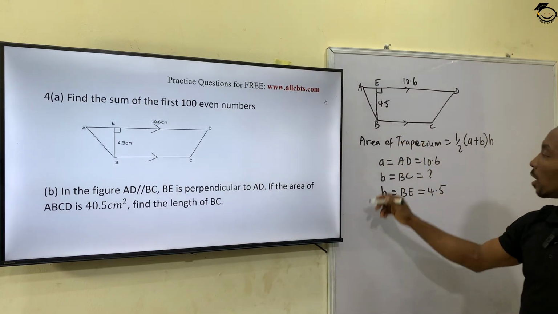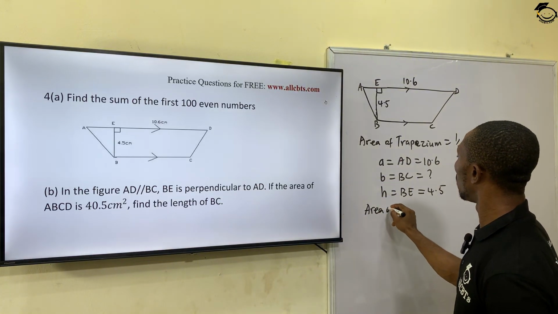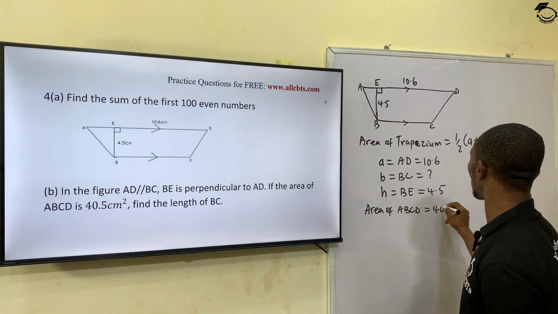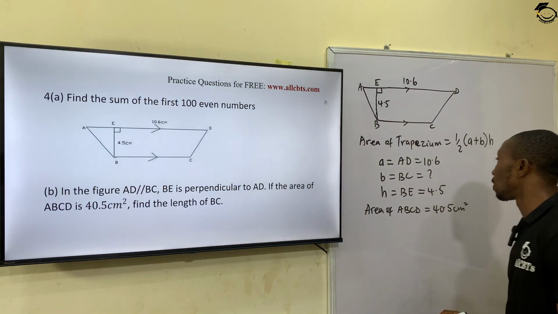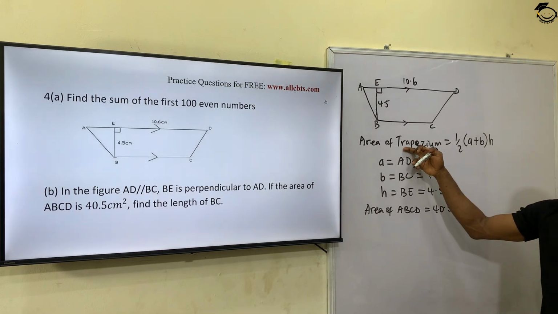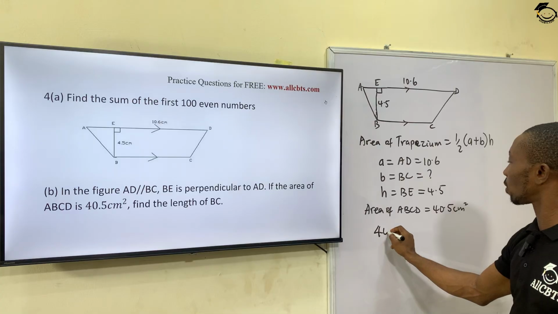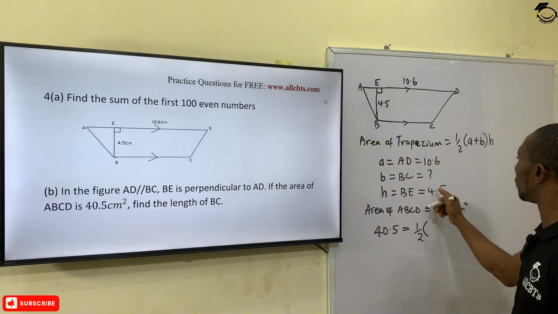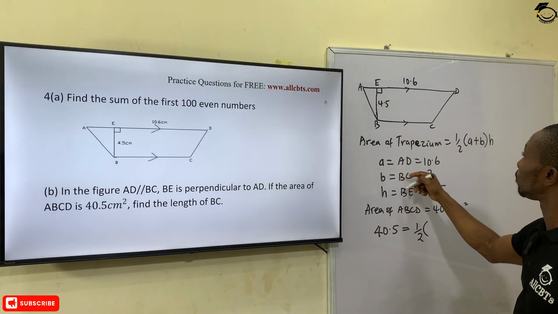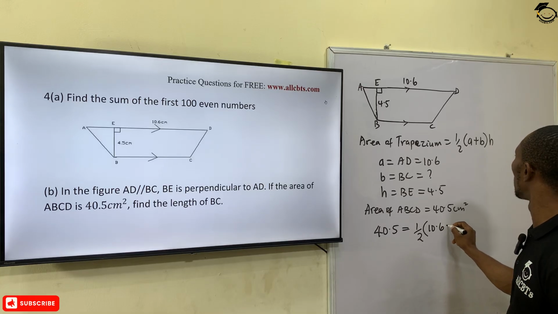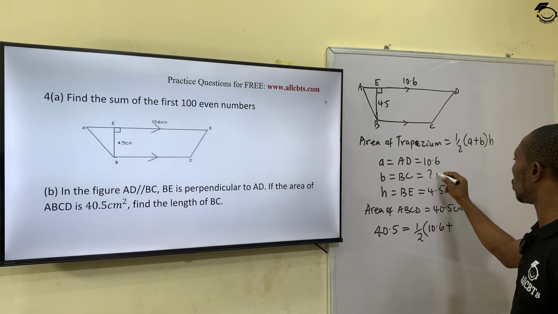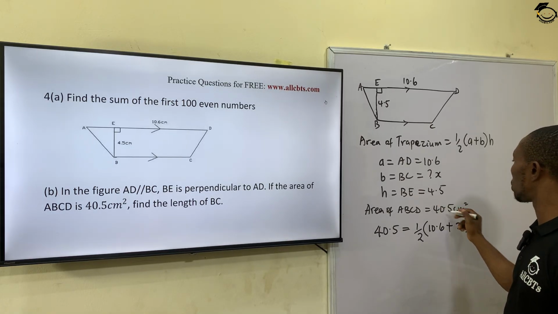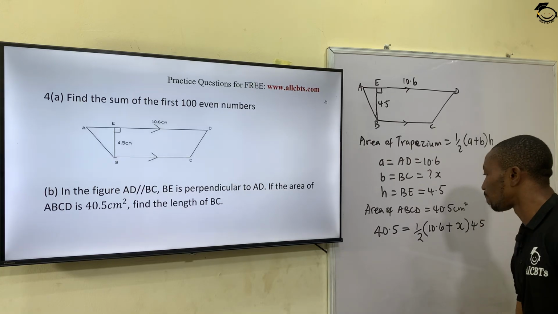Now, we are given that the area of our trapezium ABCD equals 40.5 centimeter squared. So we input our area of trapezium for this. This becomes 40.5 equals half, bracket open, A, which is AD, 10.6, plus our B, which is unknown, let's call it X, times our H, which is 4.5.